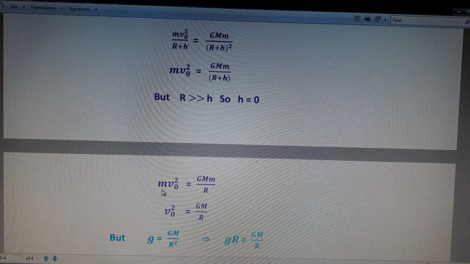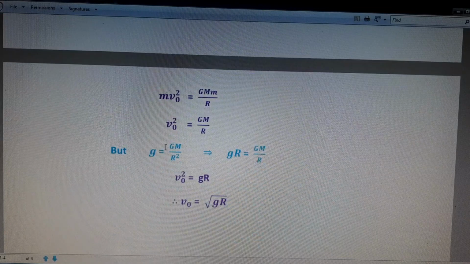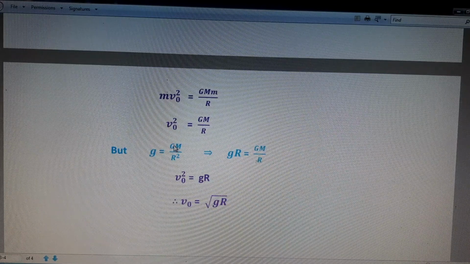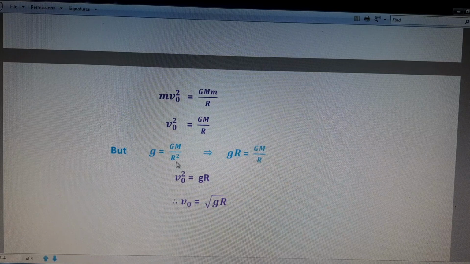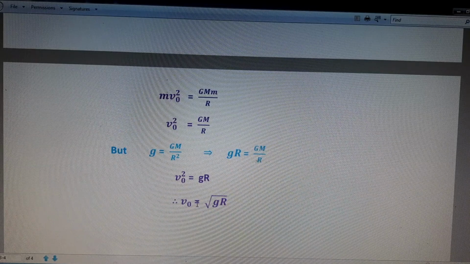Now in this equation we can cancel on both sides the term small m, the mass of the satellite. So m will be cancelled. So the final equation is v0 squared is equal to GM by r. But the relation between small g and capital G is g equals GM by r squared. So we can write gr is equal to GM by r. Instead of GM by r, we can substitute gr. So therefore v0 squared is equal to gr.